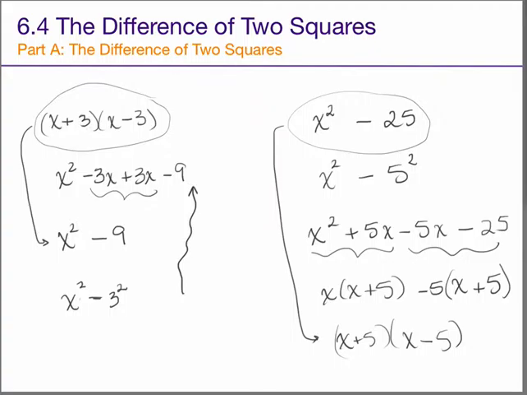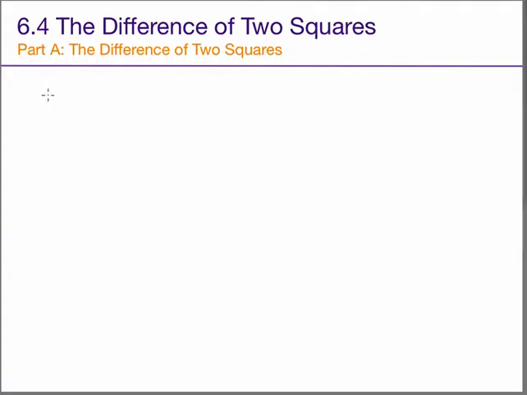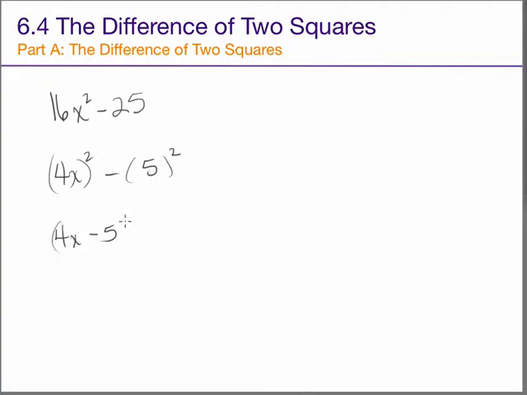But what happens if you get a harder problem? For example, what if you're asked to factor 16x squared minus 25? Can you see this as 4x all squared minus 5 squared? If you can, then you can jump straight to here is its factored form. And if you got that, that's great. That's all you need to worry about. But if you didn't, here's another way to do this problem.